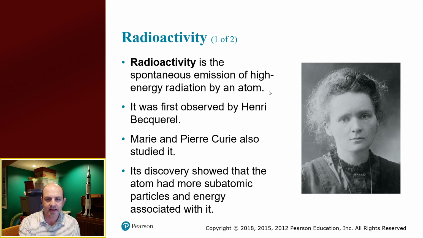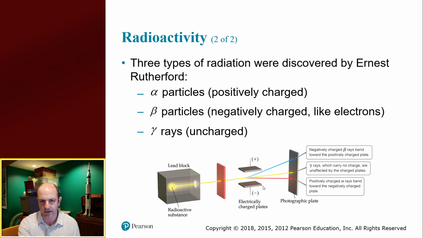This is the spontaneous emission of high-energy radiation, whether it's particles or energy, first observed by Henri Becquerel, also studied by Marie and Pierre Curie. All three of them won a Nobel Prize together for it. And so we see that, okay, these atoms, it's not just that there's electrons in there. There must be some other subatomic particles. These things have energy associated with them. How can we put this all together?